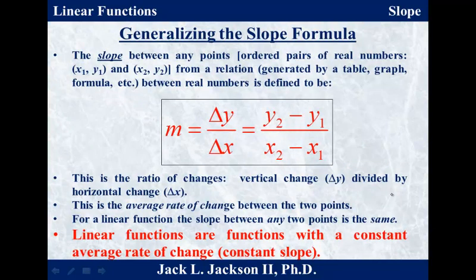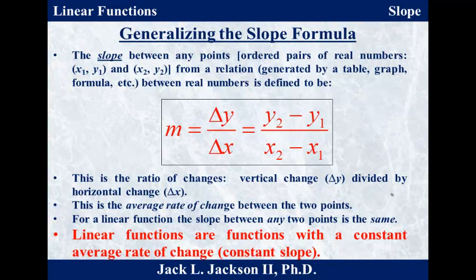So, in general, we'll define the slope between any 2 points, that is, ordered pairs of real numbers, x1, y1, and x2, y2, from a relation generated in any way by a table, graph, formula, whatever, between real number inputs and outputs. It's going to be defined to be, we'll use the letter m, lowercase m for it, delta y over delta x. And of course, by delta y, we mean y2 minus y1, and by delta x, we mean the difference in the x's, or change in x's, which is x2 minus x1.